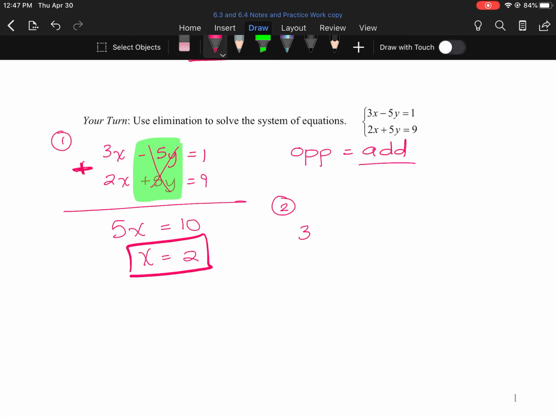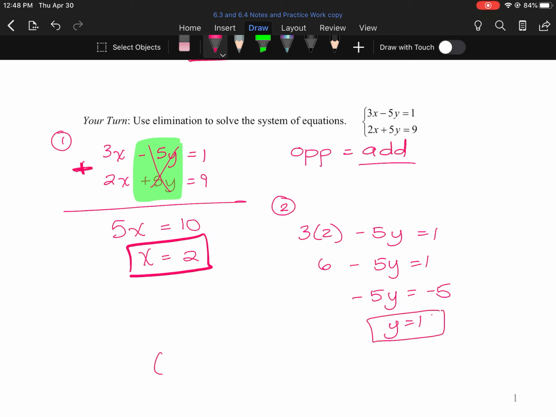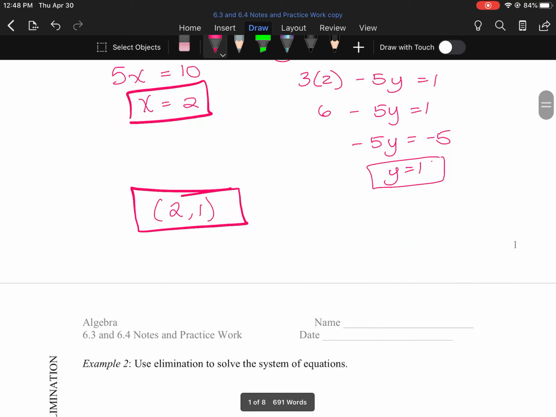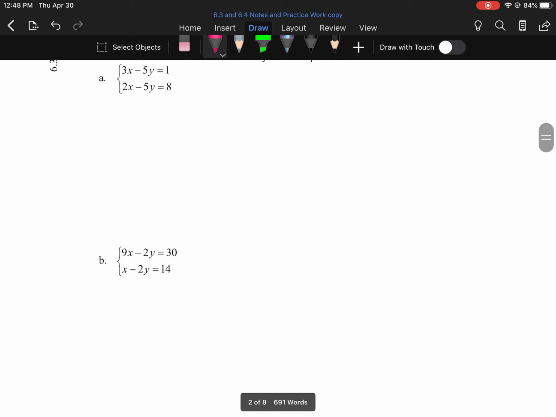So let's go back and substitute this in correctly. That's my x value, and now I have to solve for y. That looks much better. So don't forget, I think in the last one I forgot to write it as an ordered pair, but there's the solution as an ordered pair. All right, moving right along.